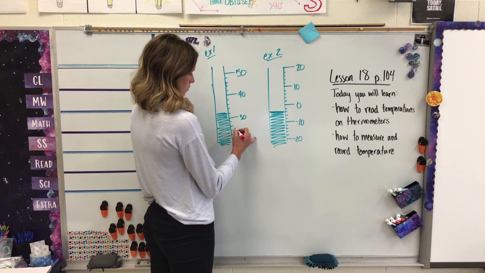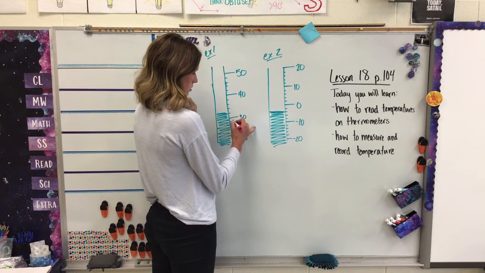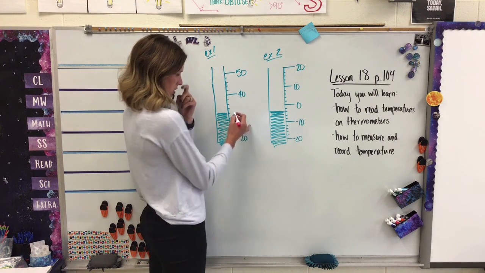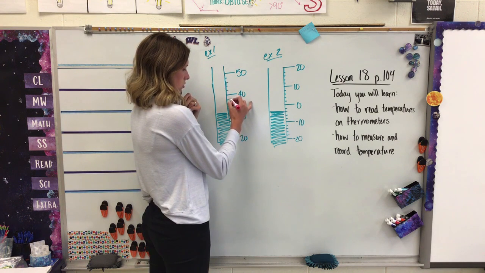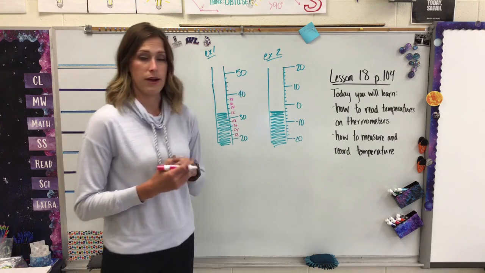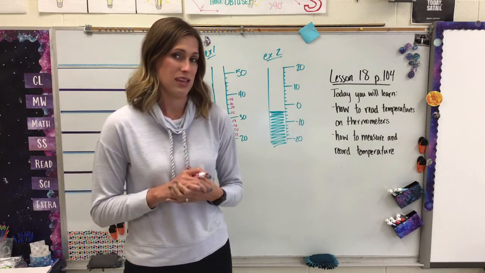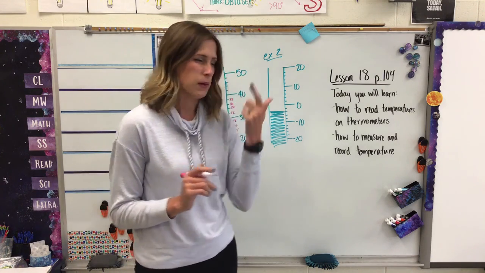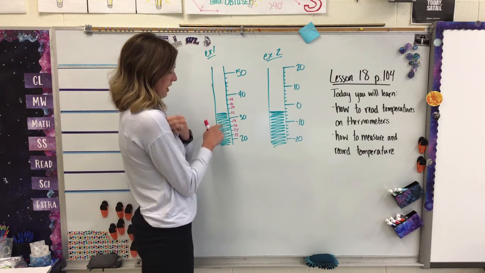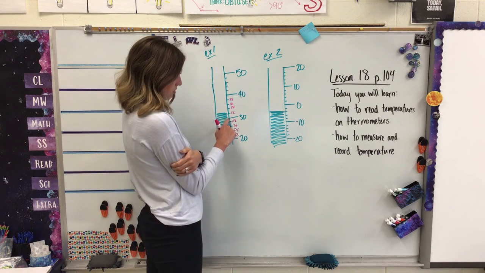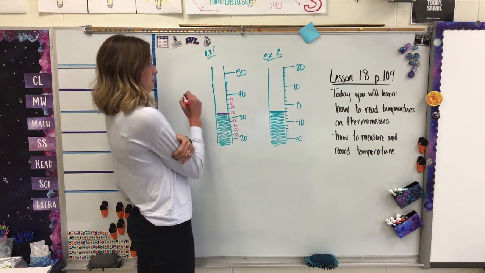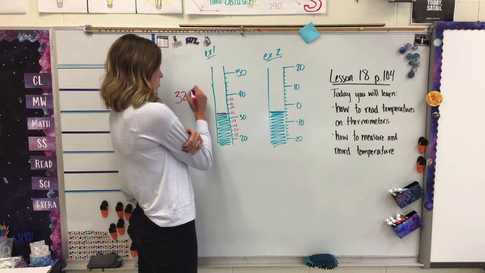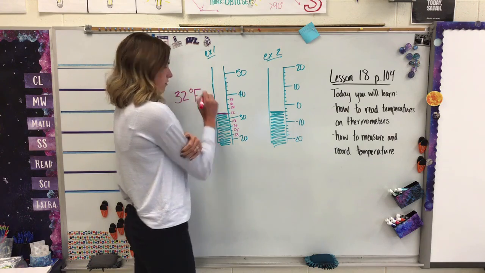22, 24, 26, 28, 30, 32, 34, 36, 38. All right, now normally we're not going to write all those numbers in. We're just going to kind of remember it counts by 2s. All right, so let's see what this one's at. 30, 32. See how it's just even with this 32 here? So our temperature, we'd say 32 degrees Fahrenheit.